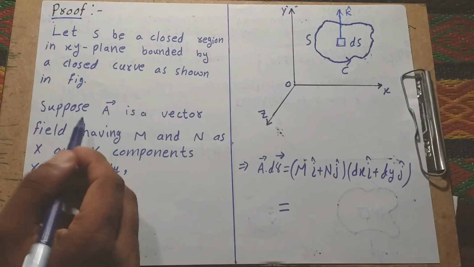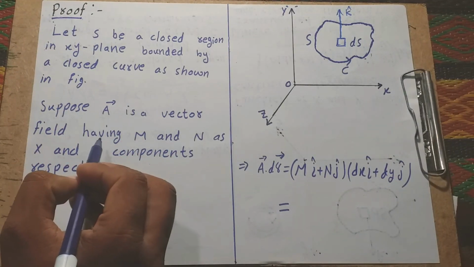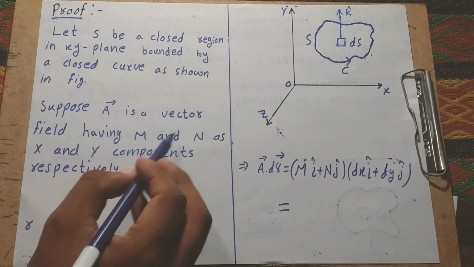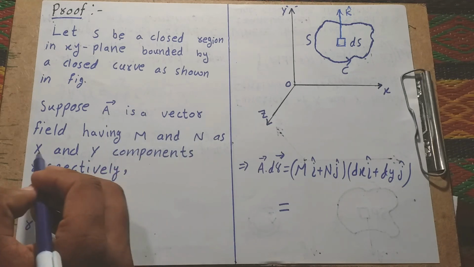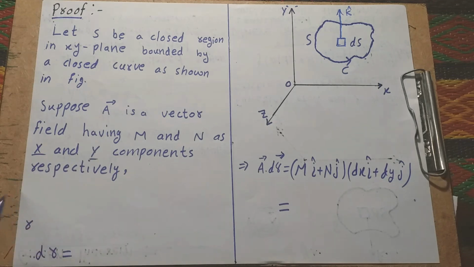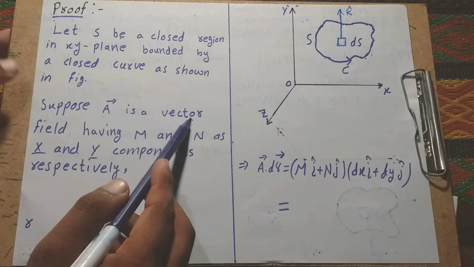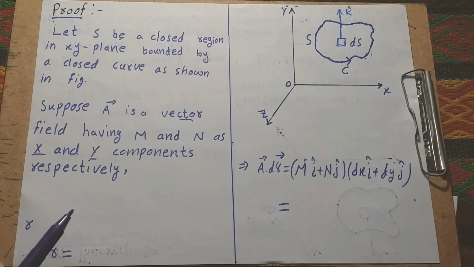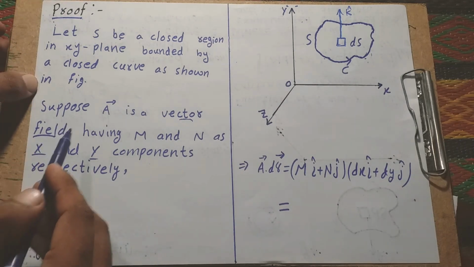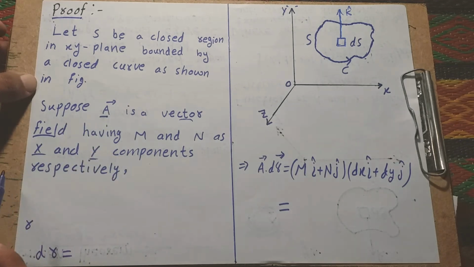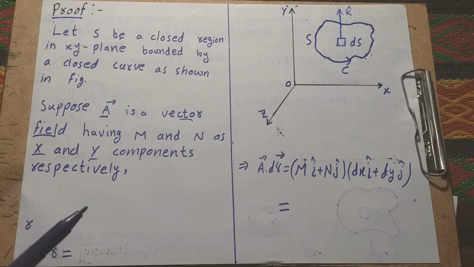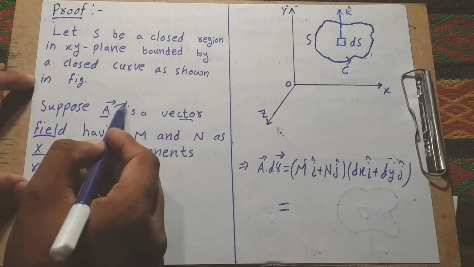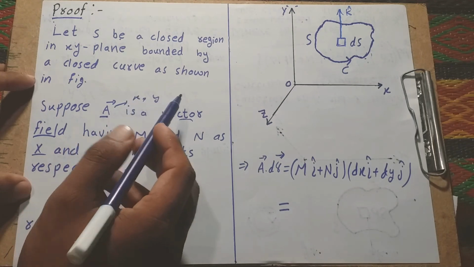Suppose A is a vector field having M and N as its x and y components. What is a vector field? A vector field means a field in which the vector quantity is continuous. A is a vector field, and we know a vector exists in three dimensions x, y, z, but here we consider the plane, which exists in two dimensions, x and y.